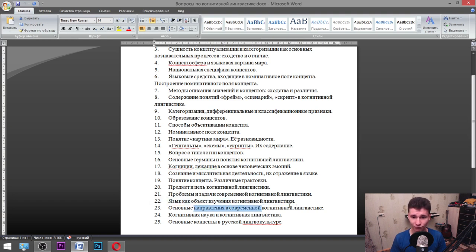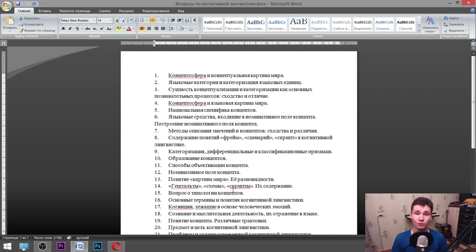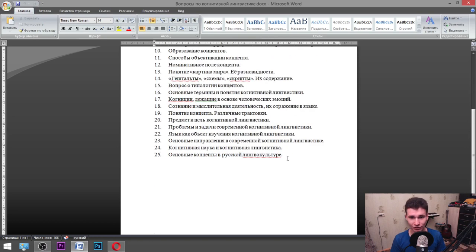The main directions of modern cognitive linguistics. Cognitive science and cognitive linguistics. And the main concepts in Russian lingua culture. Lingua culture means that we have specific meanings. For example, we have some stronger words in our life. We have a much stronger feeling for the word Russia than in your country. In your country, you will have a stronger word for the name of your country than for us. You understand? And this is Russian lingua culture. It is the comparing of two countries.